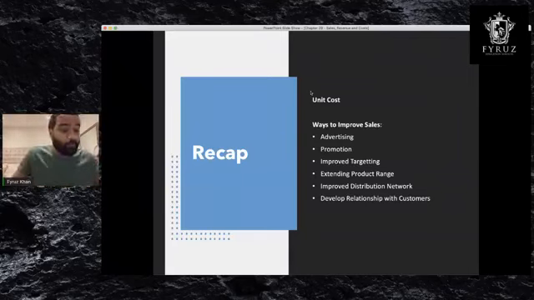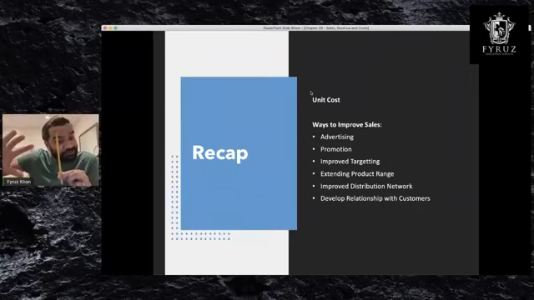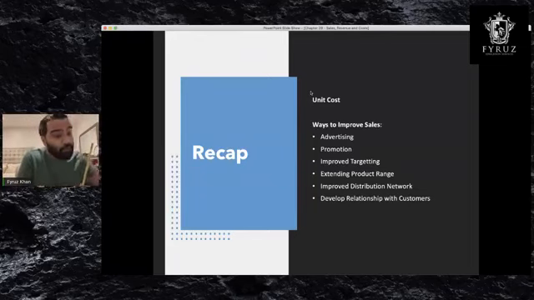It is important to know the unit cost because it helps you to calculate the profit and loss, whether you are making profit or losses. Let's say the unit cost, the expense of making this pencil, is $1 and you're selling it for $3. That means your profit is $2. So it is absolutely essential to know the unit cost.